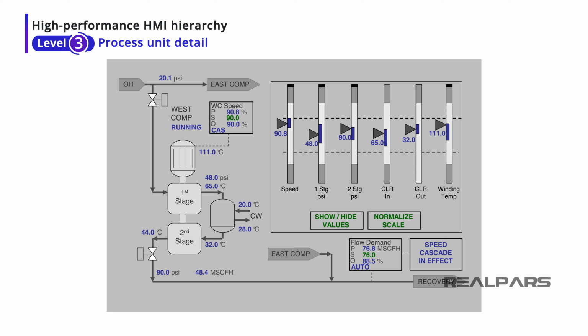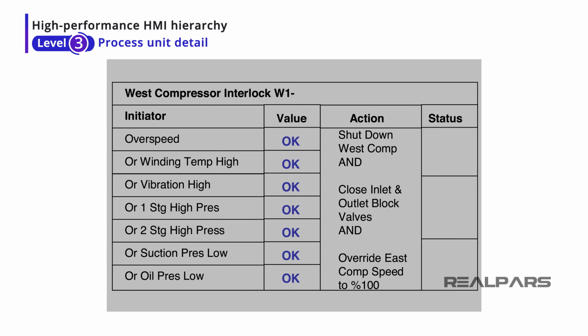Moving on to a Level 3 display will provide detailed views and information from the Level 2 compressor display, such as runtime, faults and alarms, commanded speed, and speed feedback. It could also include a custom trend showing process values such as pressure or flow. A Level 3 display will also include detailed diagnostic displays and interlocks.